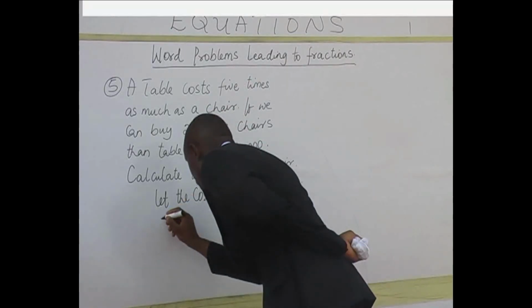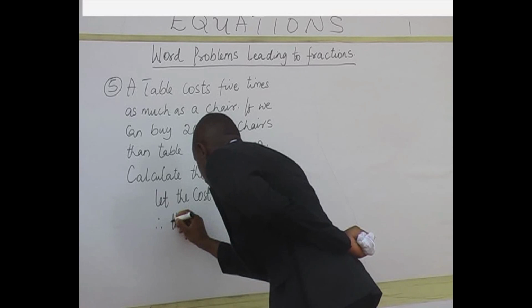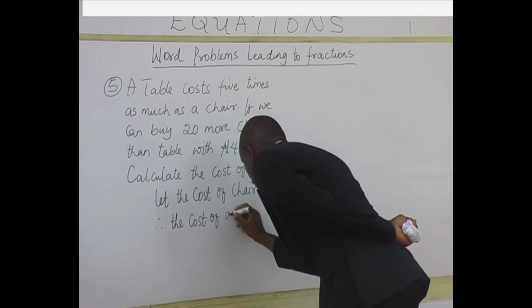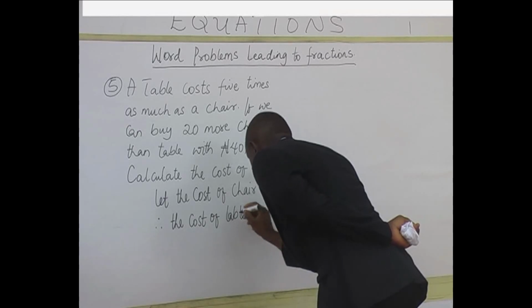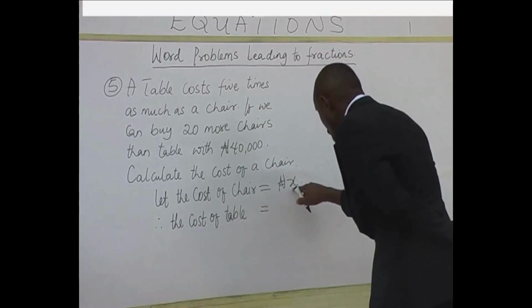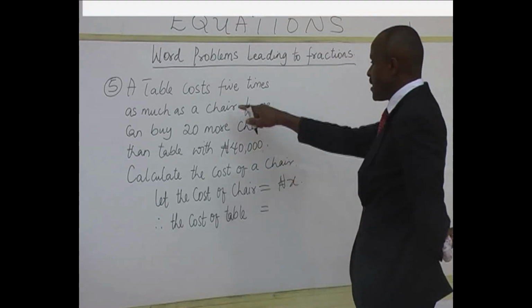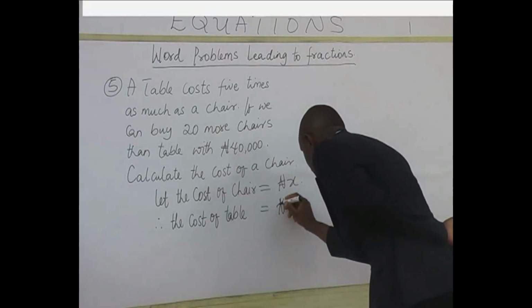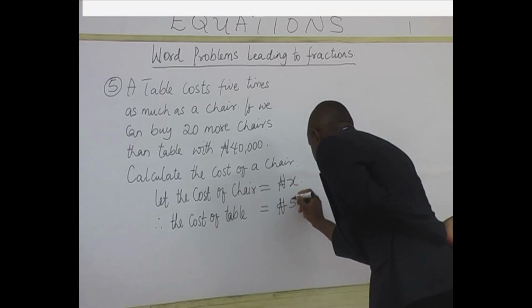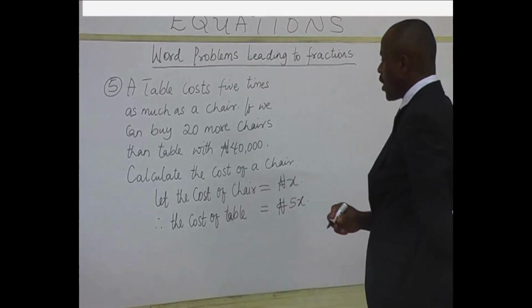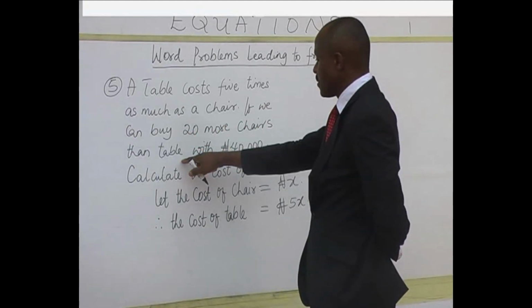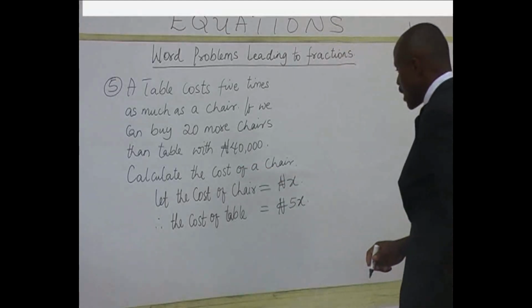Therefore, the cost of a table, since we just wrote share up there, will be 5 times the cost of the share, because they said the cost of the table is 5 times the cost of the share. That means the cost of the table is going to be 5x naira.